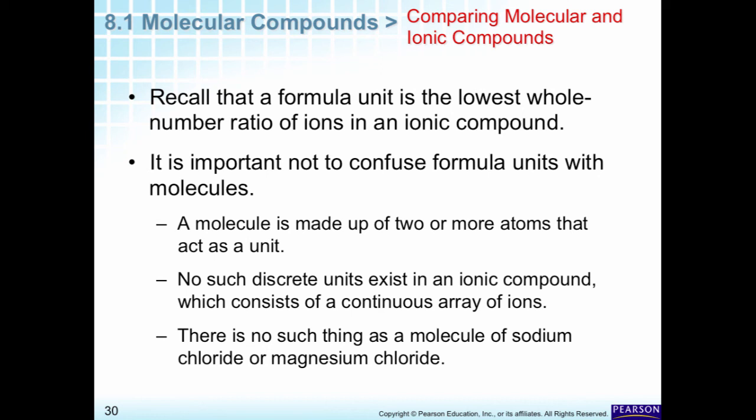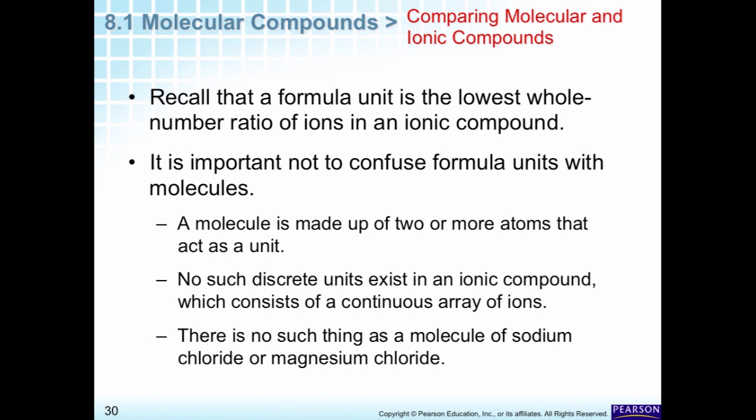Now the formula unit was the lowest whole number ratio, and there's no such thing as formula units in molecules. A molecule is made up of 2 or more atoms that act as a unit. The thing is, different molecules could be made of the same atoms but different ratios. That's a big difference for covalent compounds. You can't see that in an ionic compound because it's a big array. Molecules are single individual compounds. Ionic compounds are a matrix of atoms.